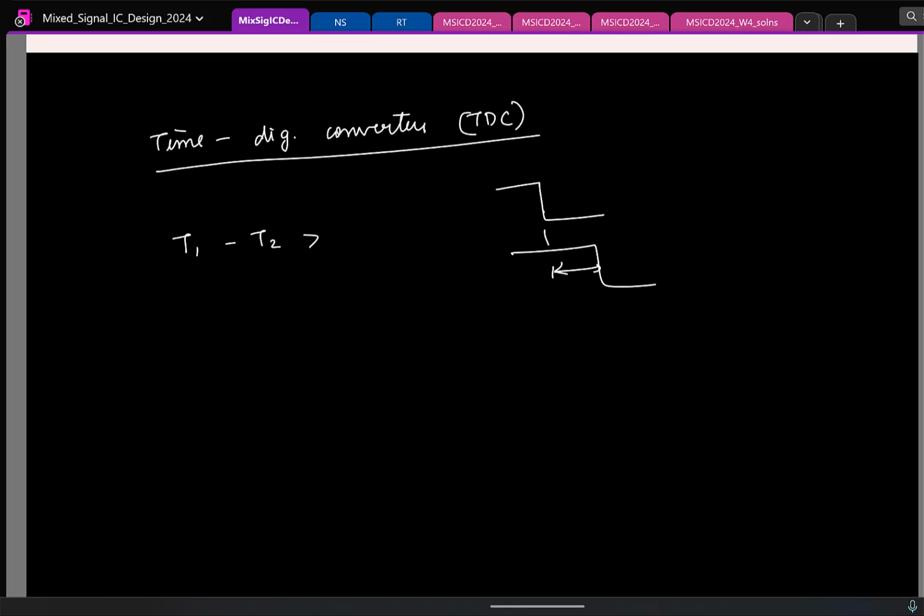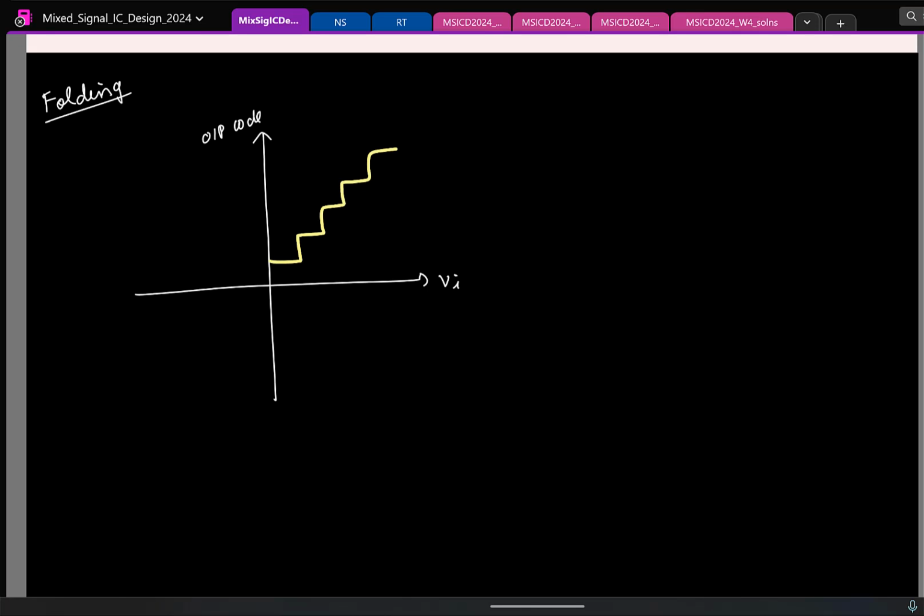So maybe I'll just take a couple of minutes to mention one thing. I didn't expect it to take so much time. But anyway, there is one other technique I'll briefly mention and we'll wrap up, called folding. The idea is the simplest you can think of. Let us say I look at an ADC characteristic. It's going to look like this on the positive side. On the negative side, it will be exactly symmetric.